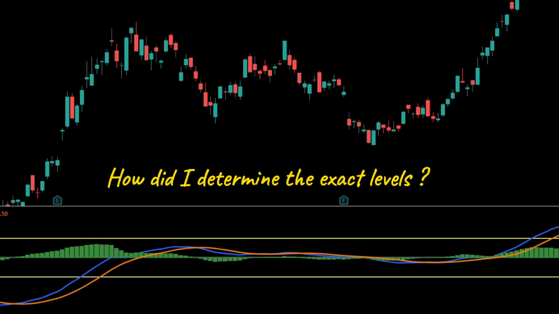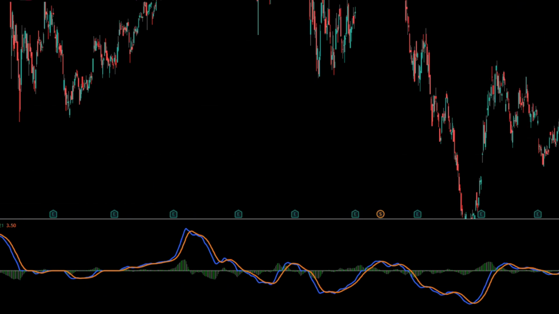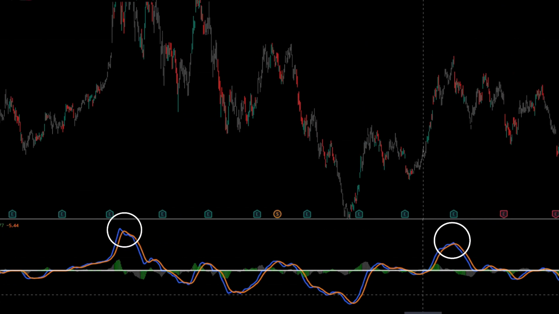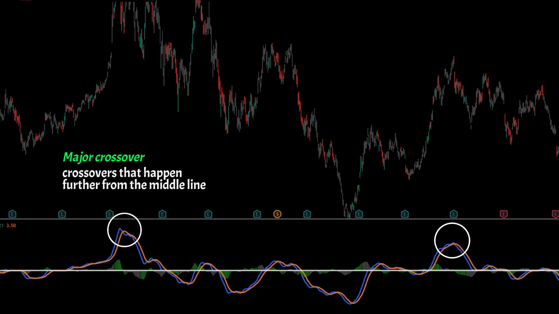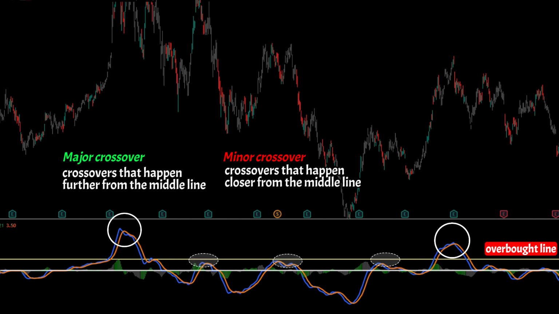Now you may wonder, how did I determine the exact levels? First, let's start with identifying the placement of the overbought line. You can zoom out first. Now we can see that there are two types of crossovers happening. First are crossovers that happen further from the middle line, which are called the major crossovers. Next, we also have the smaller crossovers happening closer to the middle line, which are called the minor crossovers. What you want to do is separate the major crossovers from the minor ones by drawing a horizontal line. So the minor crossovers should be contained below the line, and the major crossovers should be above the line. The reason is to ignore the minor crossovers. So this will be your overbought line.